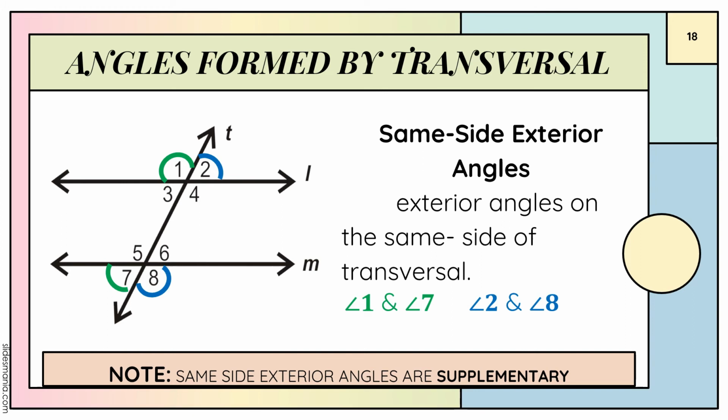So if you are going to add them, the sum is 180 degrees. And just a tip to all of you, any consecutive angles formed by the transversal and parallel lines are always supplementary. Take note of that.